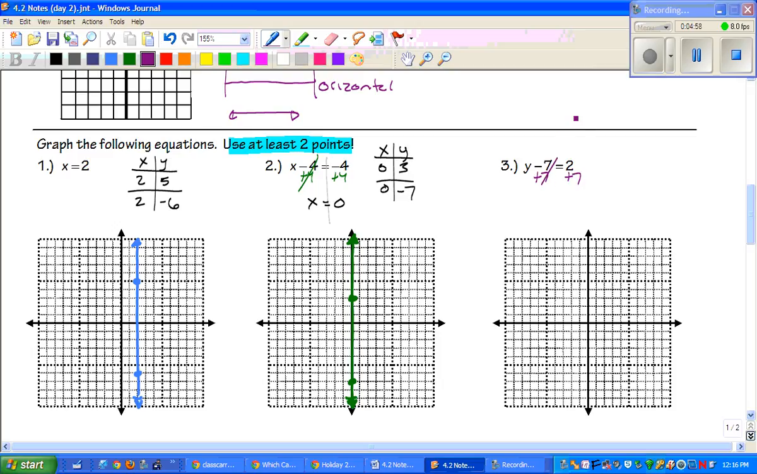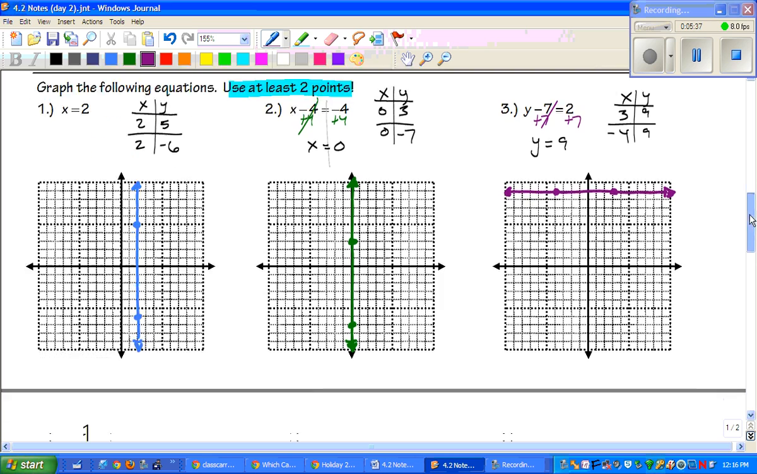Y is not by itself, so go ahead and solve for y, and you get y equals 9. So we know what y is for each of those. Let's pick a positive and a negative. So (3, 9) is all the way up here. And (-4, 9) is all the way up there. And then let's draw the line. Perfect. All right, let's go and flip it over.